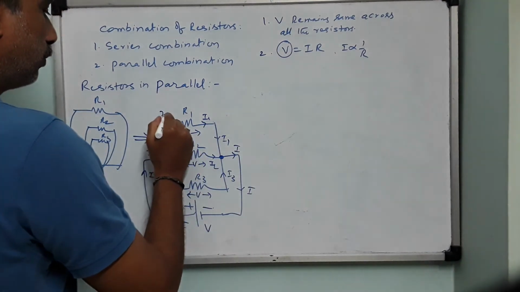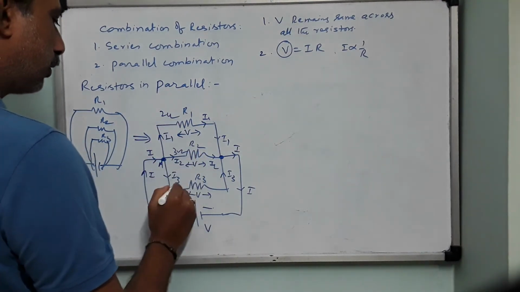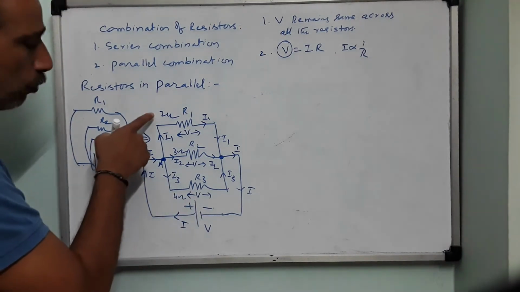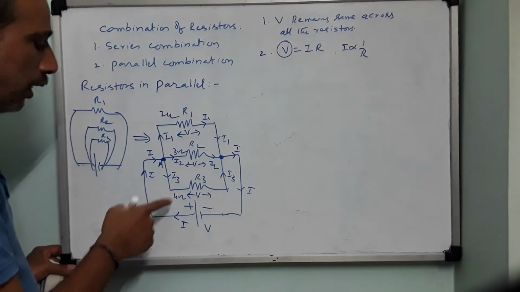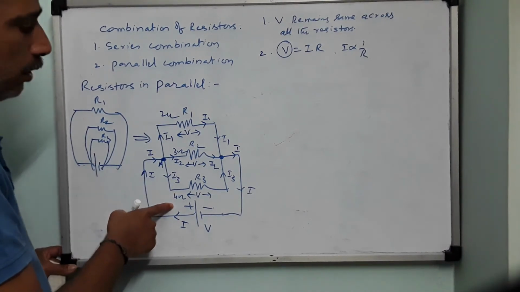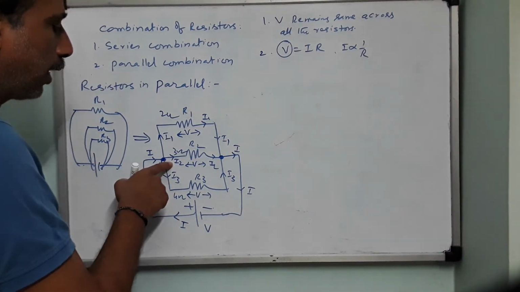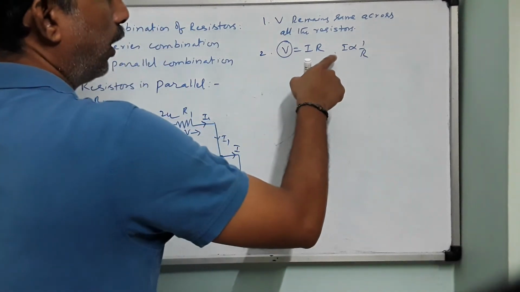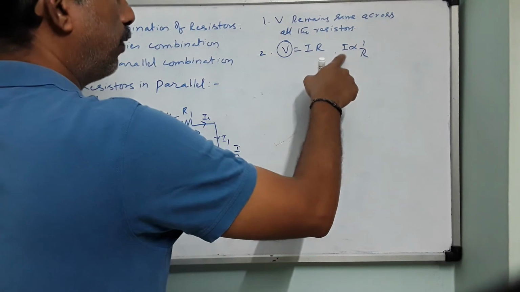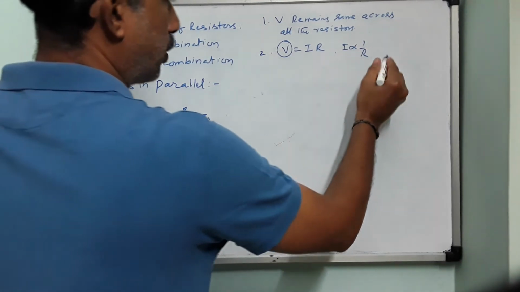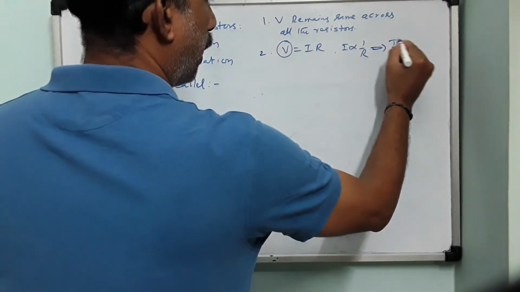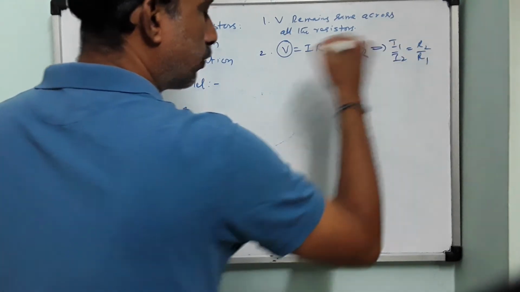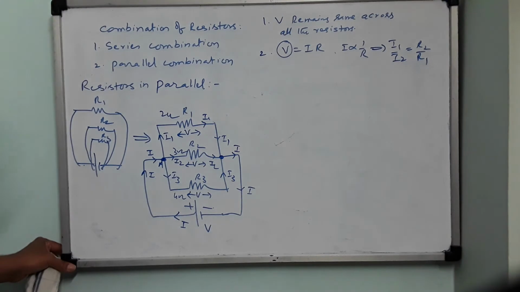If this is 2 ohm, this is 3 ohm and this is 4 ohm, tell me which resistor carries more current? 2 ohm will carry the most current. The least current is carried by 4 ohm. Intermediate current is carried by 3 ohm. So the current will be divided in the inverse ratio of their resistances. What I mean to say is that I1 by I2 must be equal to R2 by R1. This is one of the important things you should remember.